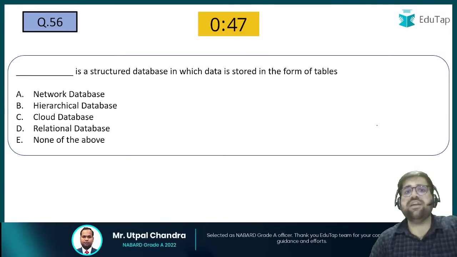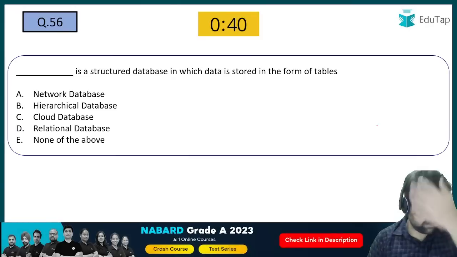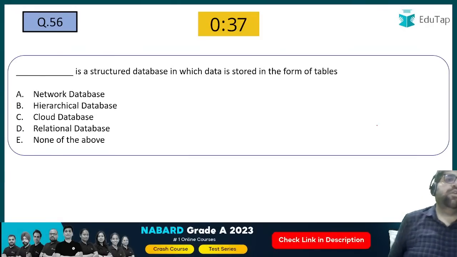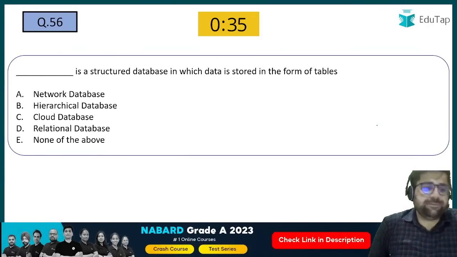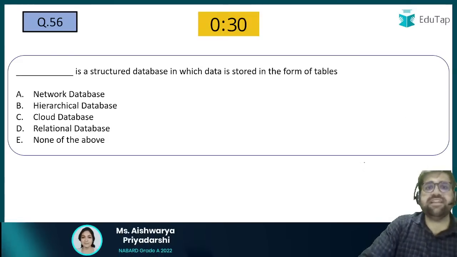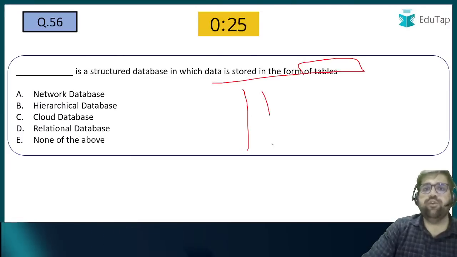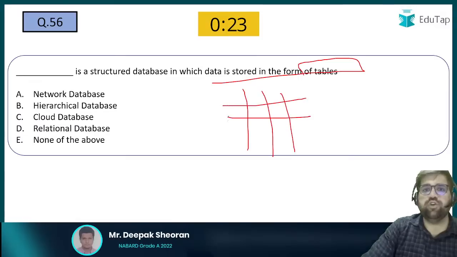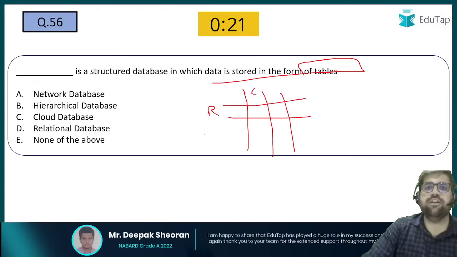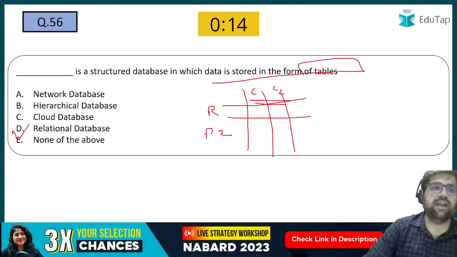Dash is a structured database in which data is stored in the form of tables. Now I am coming to database. Tables means that you will have certain tables like this. So you will have your row 1, column 1, row 2, column 2, and so on. So this type of database is called what? Relational database is the correct answer.